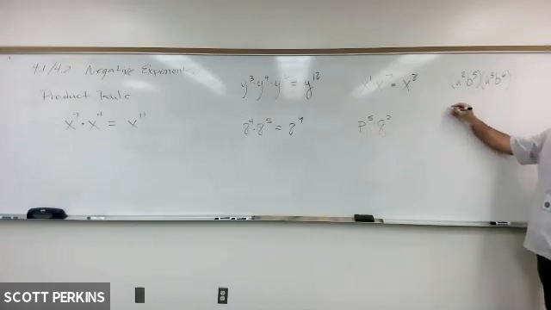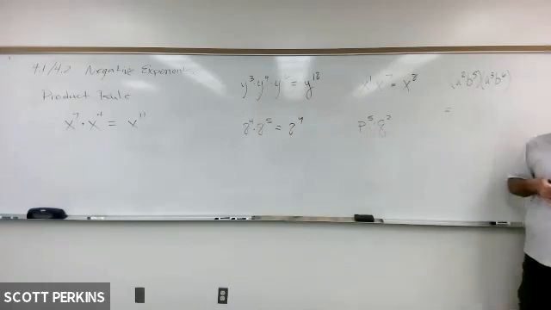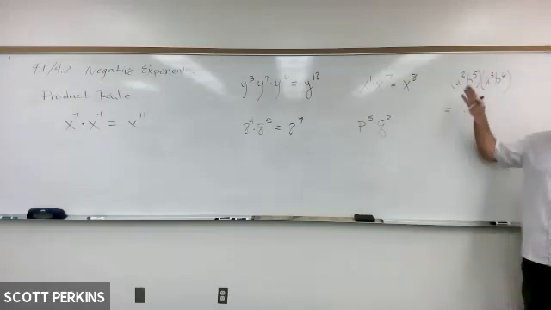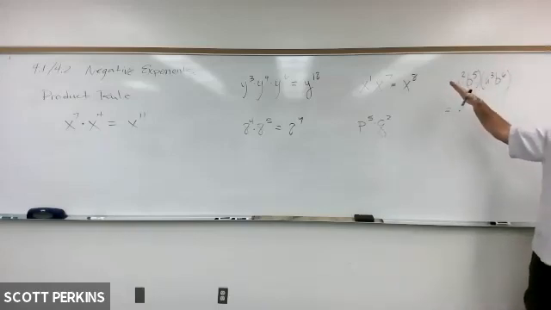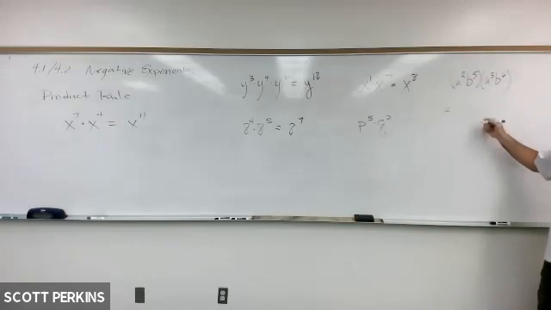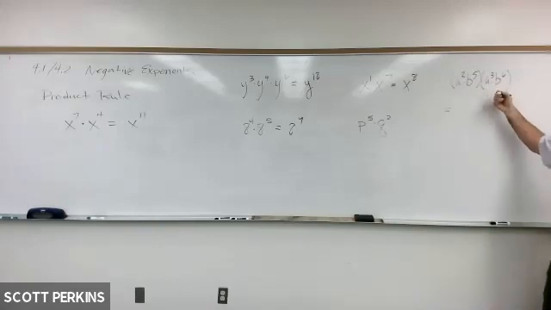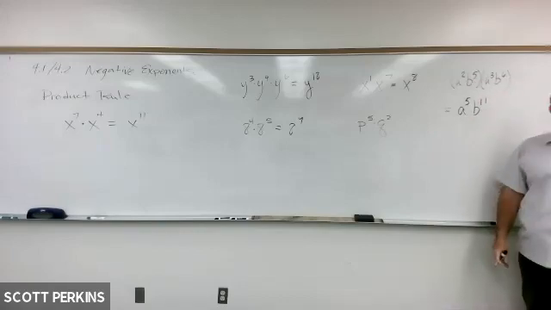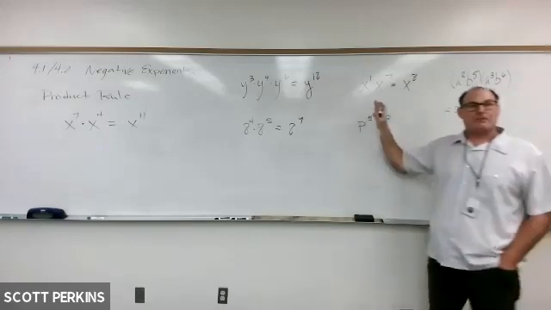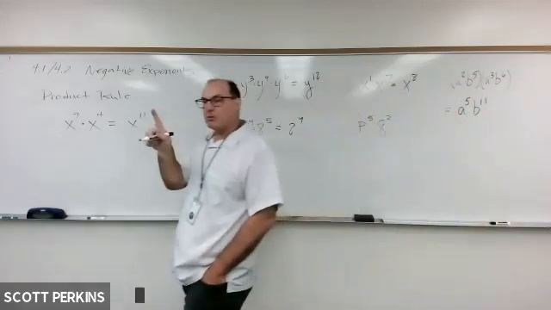The last one, I just wanted to highlight the fact that when I have multiple bases and I'm multiplying, notice there's no addition here, there's no subtraction, it's all multiplying. And so what we do is we consider the a's by themselves and the b's by themselves. So I have a to the 2nd, a to the 3rd. How many a's is that? Yep. I have b to the 5th, b to the 6th. How many b's is that? 11. Great.